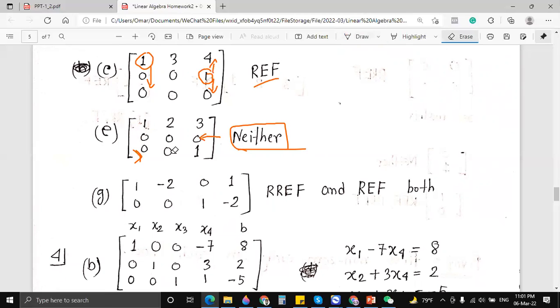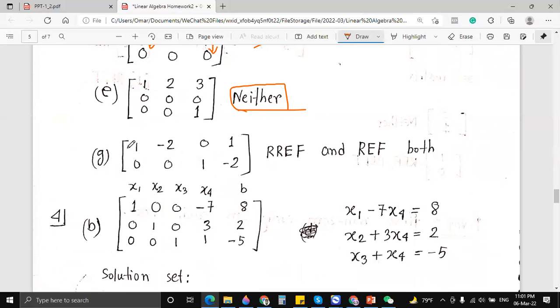Number G, first pivot point here, second pivot point here. All the entries below these pivot points are 0, and above them are also 0, and the value of the pivot points is also 1. So that's why this is both REF and RREF.